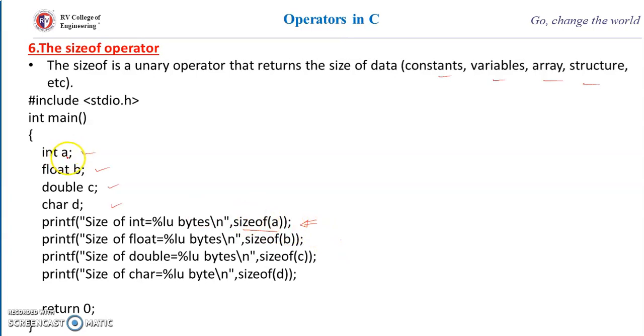The size of A is of integer type, so what it prints depends on the machine, whether it is a 16-bit, 32-bit or 64-bit machine. Here, for example, it is printing 4 bytes, and float also prints 4 bytes. Double prints 8 bytes, and char is 1 byte. It depends on the machine, so these values may differ. I hope you have understood both operators, logical and sizeof. Thank you.